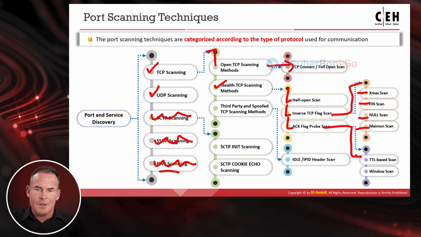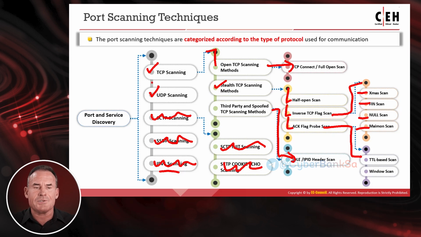There's another kind of oddball scanning method called the idle or IPID header scan that bases its determination of whether a port is open or not indirectly, by using an idle host and eliciting its IP identifiers in response packets to determine if an unknown packet was sent out between the two initial probes. I'm going to get into that. All right, we're not going to worry about SCTP INIT or cookie echo scanning right now. We've got plenty to chew on with the basics of TCP and UDP.